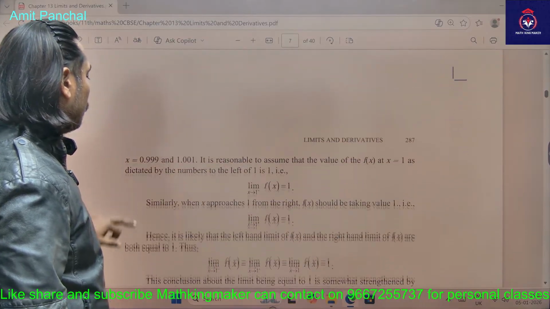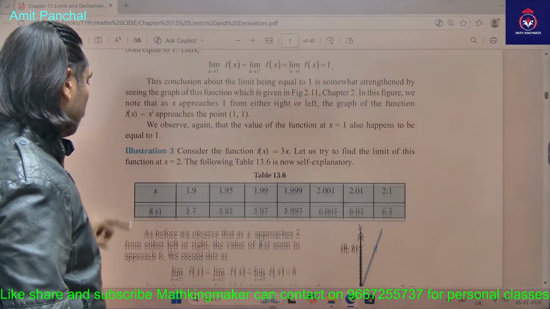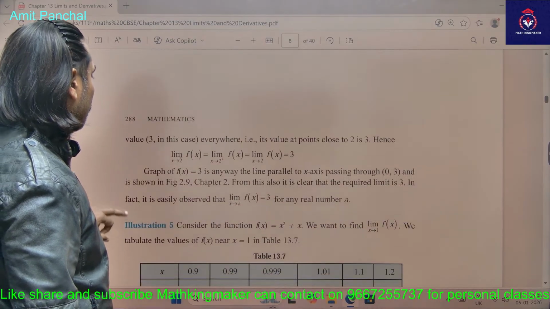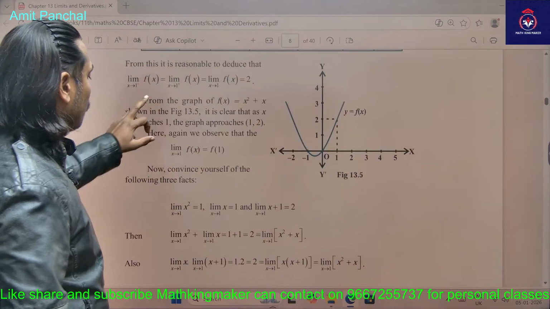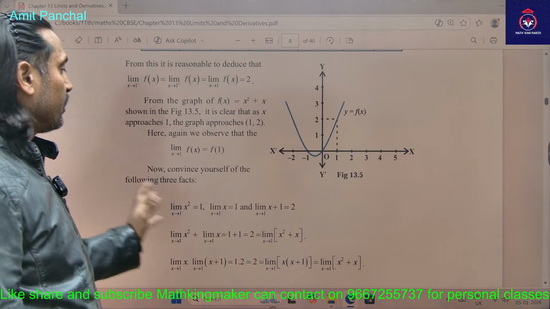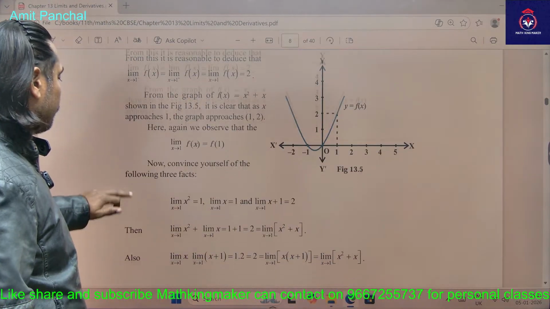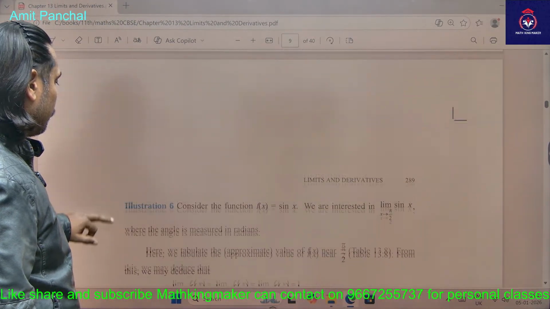So just write down this concept, we'll see it, no issues, just a moment. In all the examples they are showing you that we are approaching the same function value.